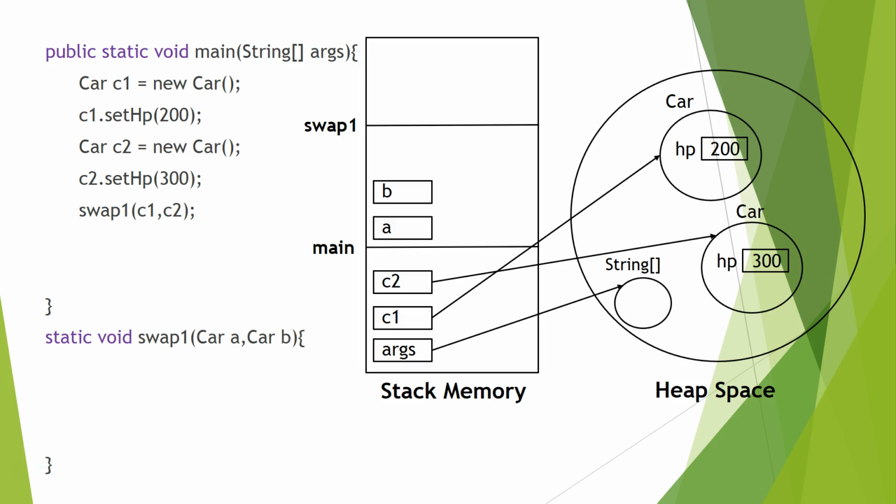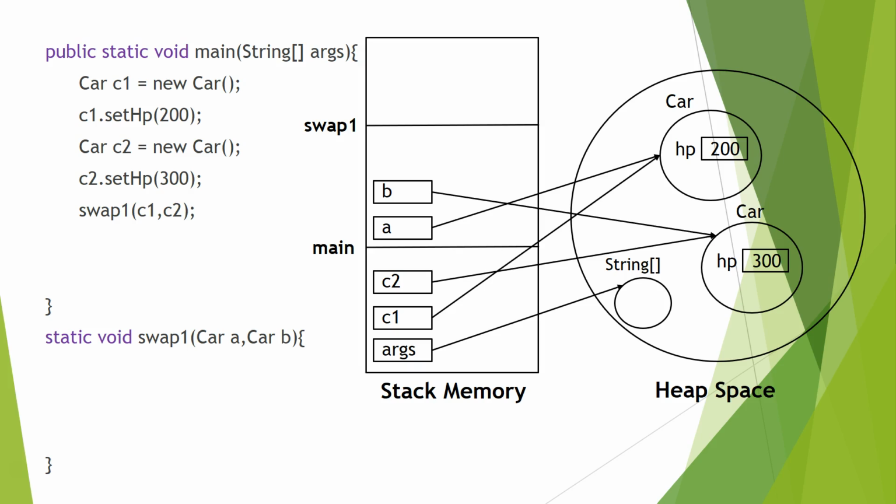When it is called, it is added to the stack at the top of the main method and allocates 2 slots of type char. Those slots are named A and B. When C1 is passed to the parameter A, the swap1 method's local variable A became referring to the same object referenced by the main method's local variable C1, and B became referring to the same object referenced by the main method's local variable C2.